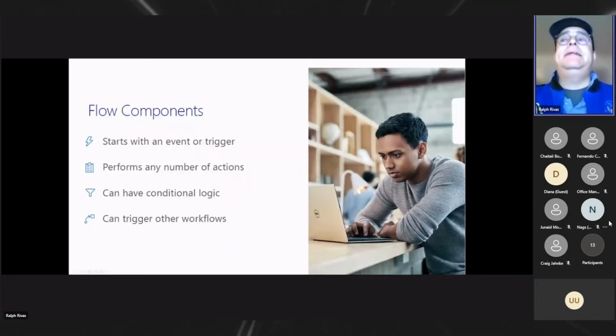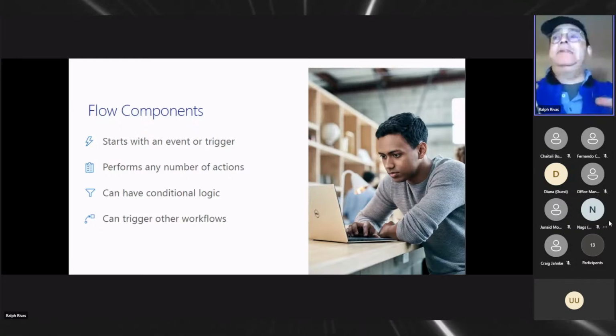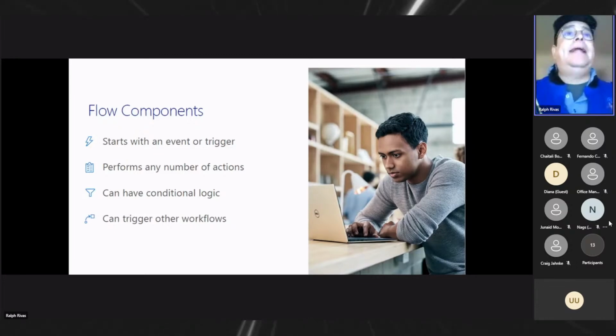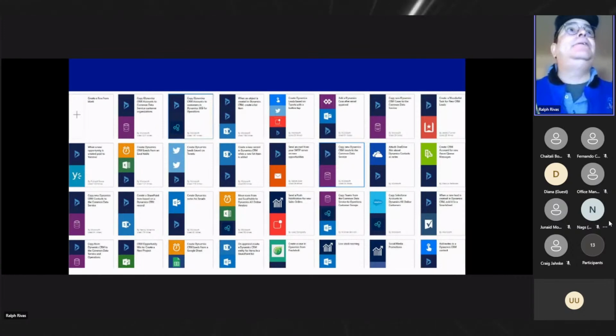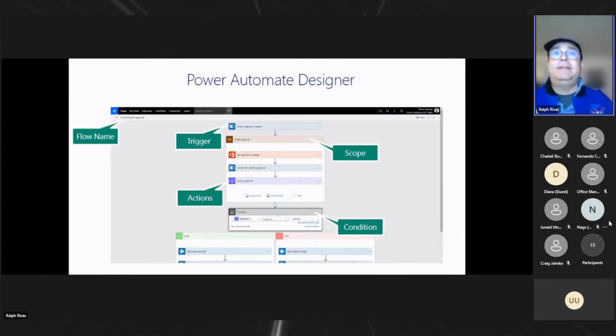All right, flow components, essentially the way a flow works. The concept of the event and trigger, we'll look at that in a little bit. It'll perform a number of actions. So what does it have to do? It'll have conditional logic: if, then, when, whatever. And of course, you can trigger other flows. And of course, all the connectors that you can use to create a flow from.